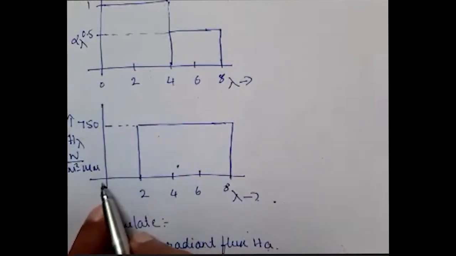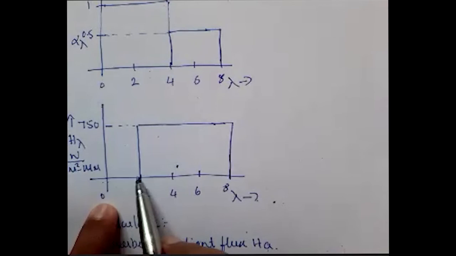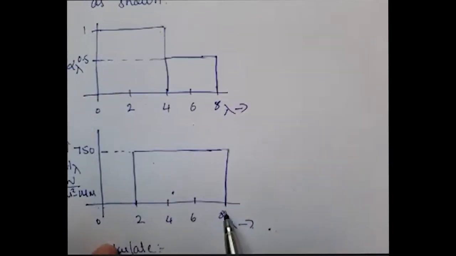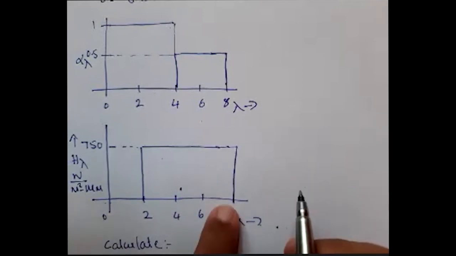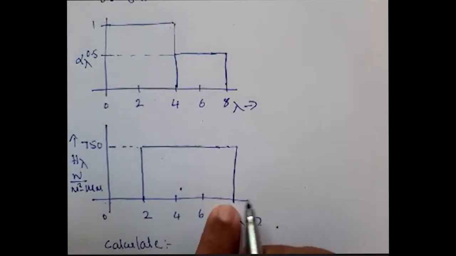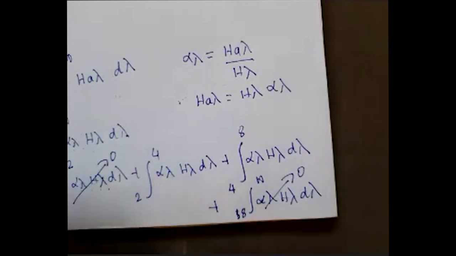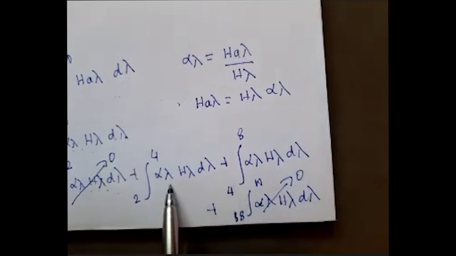When we see the value of H lambda between 0 to 2, I don't have any value, it is 0. So this part will be equal to 0. Also, H lambda after 8 is 0. So this value after 8 will be equal to 0. So what I'm left with is the second part and the third part.